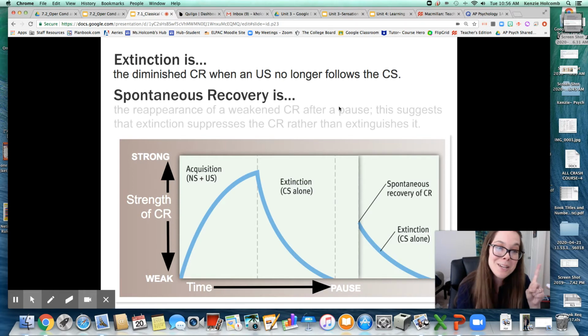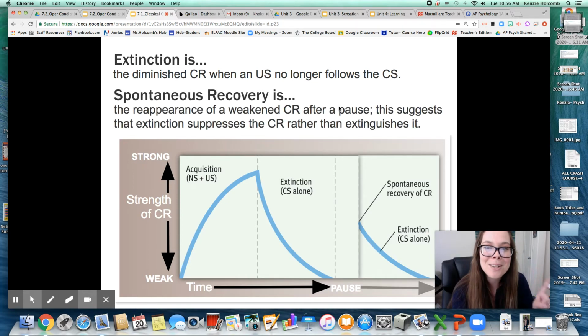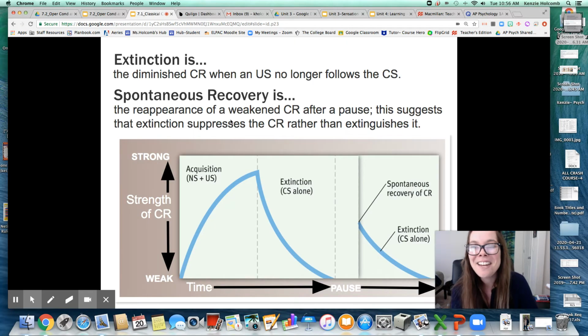But because we're crazy human beings, we can also spontaneously recover, right? So spontaneous recovery is the reappearance of a weakened CR after a pause. It's just that extinction suppresses the conditioned response rather than extinguishes it. So maybe it just lowers it subtly, right? But maybe it's not completely all gone, but it can spontaneously come back. So people have shown that, maybe with Pavlov's dogs, after a few months, there'll be a bell and they'll start to salivate. So it can come back, okay?